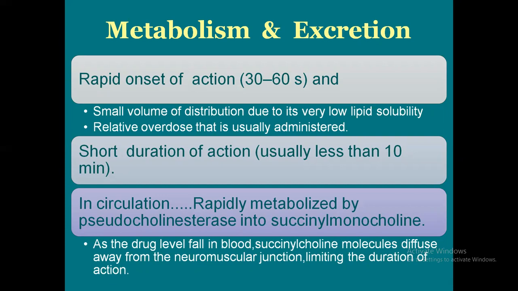In circulation, it is rapidly metabolized by pseudocholinesterase into succinyl monocholine. It is metabolized in the plasma by the pseudocholinesterase. It is not metabolized by the cholinesterase available in the neuromuscular junction. As the drug level falls in the blood, succinylcholine molecules diffuse away from the neuromuscular junction, limiting the duration of its action. That is the secret.